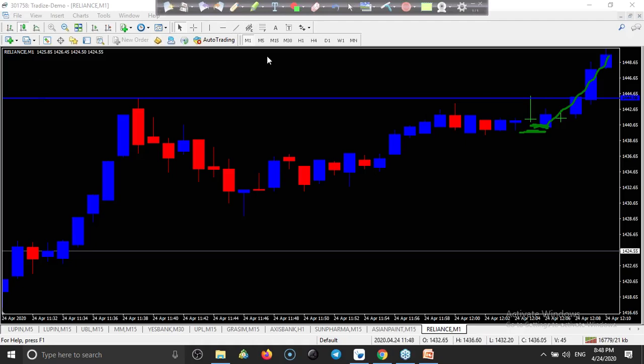Now people sold here. They are thinking sometimes it works and sometimes it's not working. Why is it happening? Because they are entering in a wrong place. That is the big mistake they are doing. Price broke this area and is running up.